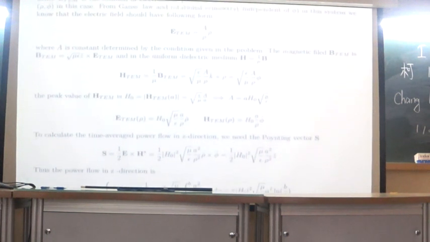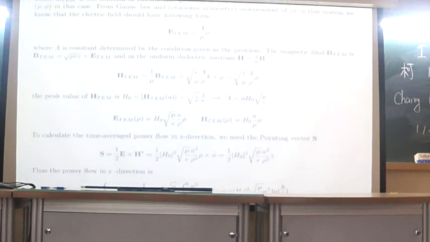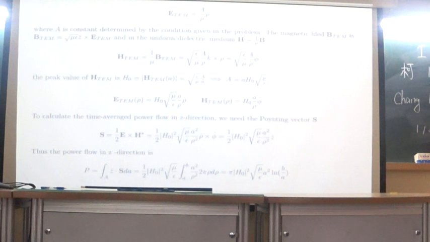And then we get the TM modes electric fields and TM modes magnetic fields. And to calculate the time average power flow, we need to know the Poynting vector of these systems. The Poynting vector S is equal to 1 over 2 the electric field cross the H field.